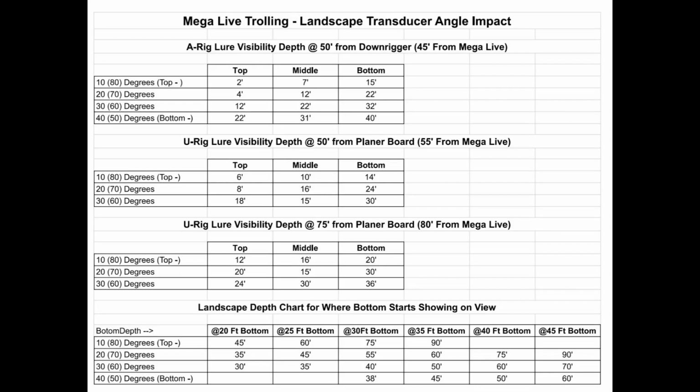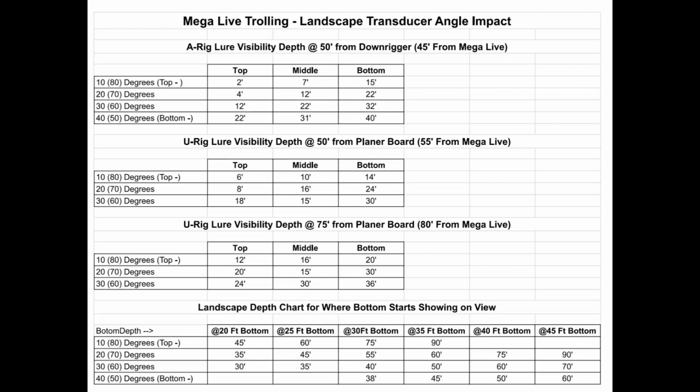25-foot bottom, it's 60 foot out. 30-foot bottom, 75 foot out. So again, at 10 degrees, it does a better job of not having the bottom interfere, if you will, with the picking up the lures.